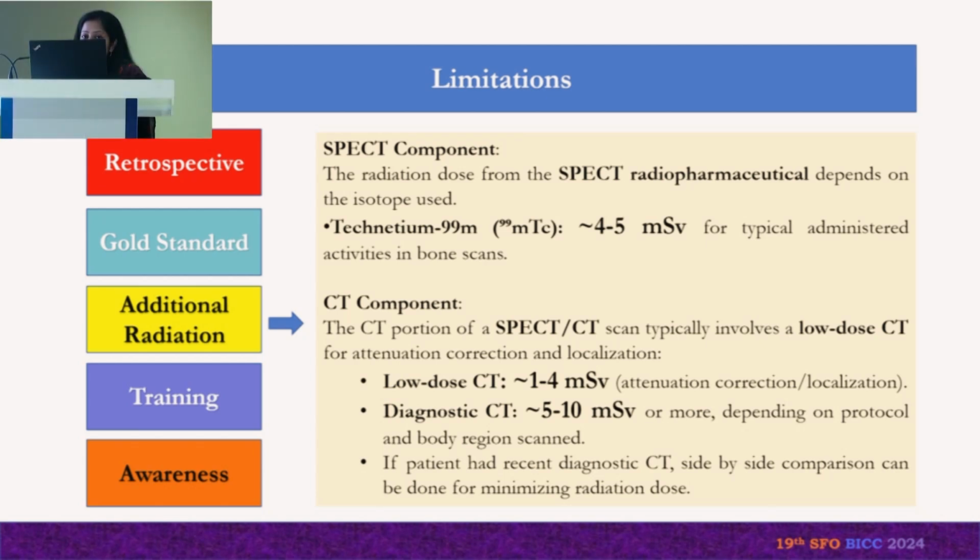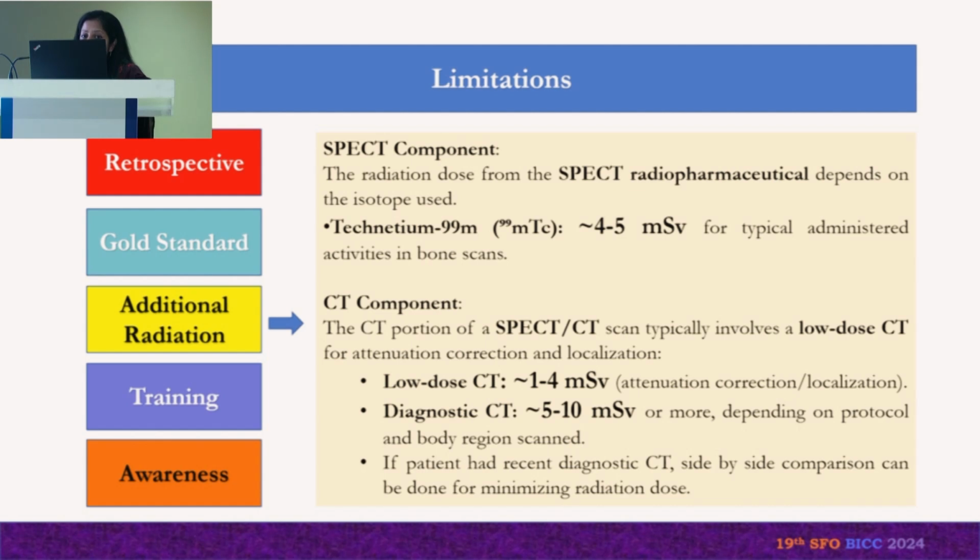Our study is a retrospective study, and the sample size was very low. And another question, what modality is the gold standard? Sometimes MRI is better. CT scan is better for cortical imaging, and MRI is better for marrow imaging.